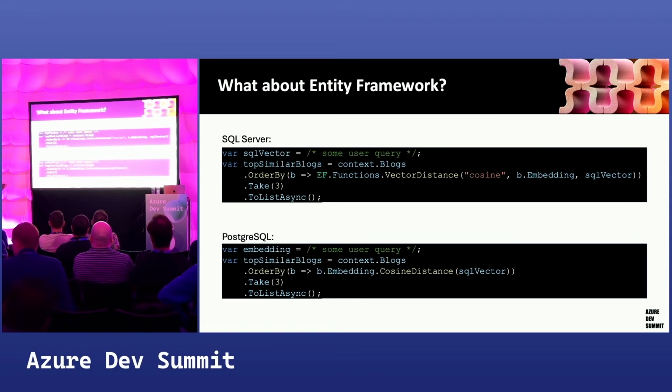That's not a mistake. In EF Core, you can simply take your blogs, your DbSet, and then you can order by EF.Functions.VectorDistance, which is simply the way to translate to the SQL Server vector distance function. You give it the similarity measure, cosine similarity, and the two vectors. Take 3, that gives us the top, and then ToListAsync. The Postgres one looks almost identical. There's just a bit of difference here in how you specify the function. So what's up? Like, when should you use which one?